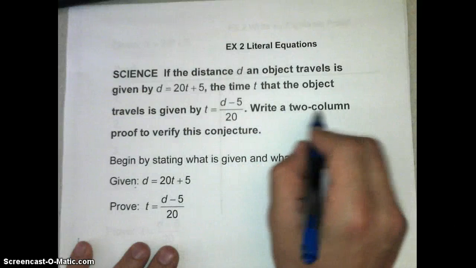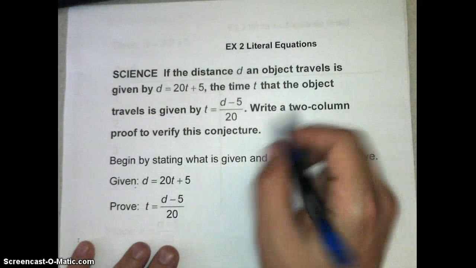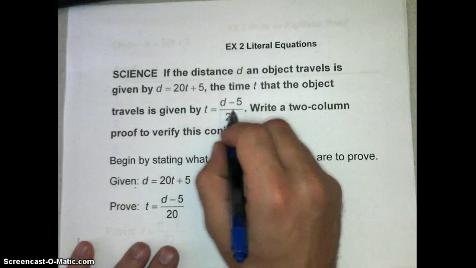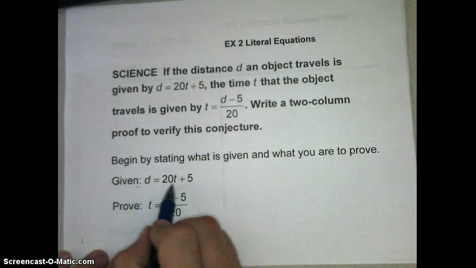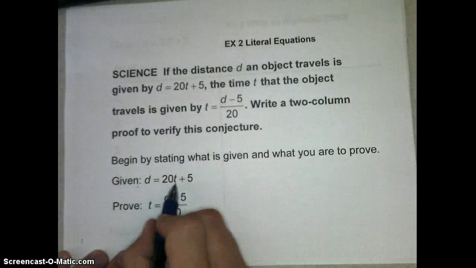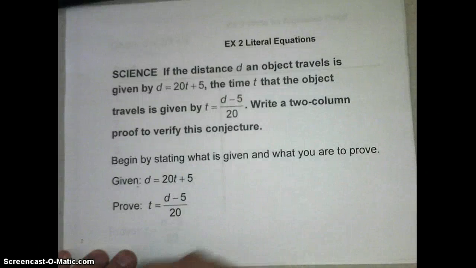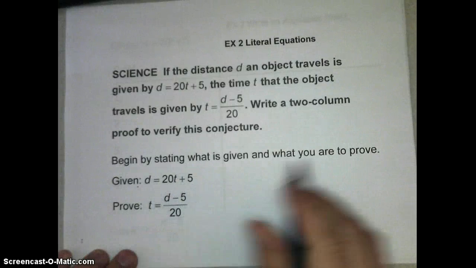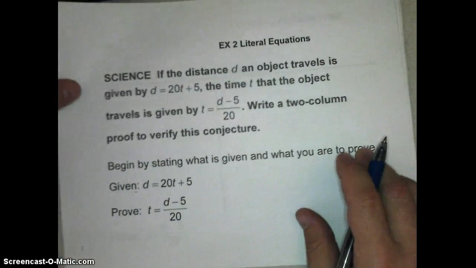We're going to write a 2-column proof, or just an algebraic proof, to verify this conjecture. So we're going to start with this given formula solved for d, and we're going to resolve this equation for t. And solving an equation just means getting whatever variable you're talking about by itself on one side. So I want to work with this equation and get to this one, and so here's how we do that.